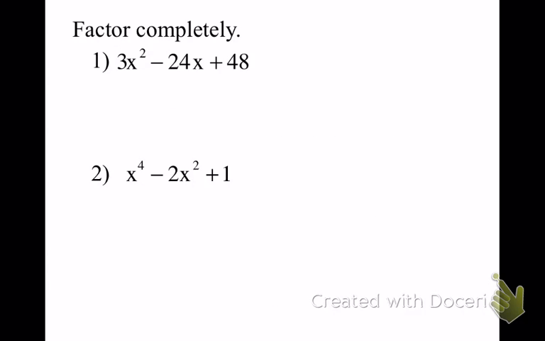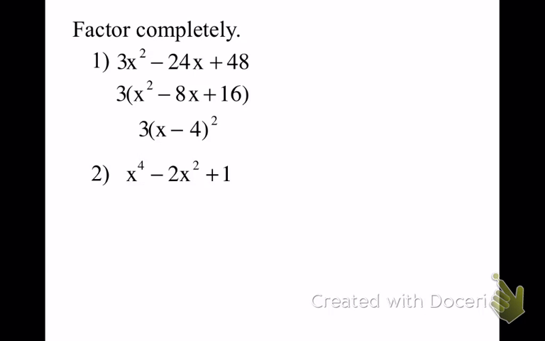All right, let's try practicing a few more. Pause the recording. Now check your work. Hopefully on number 1, you noticed there was a GCF of 3. And then we can factor that perfect square trinomial to x minus 4 squared. The quantity of x minus 4 squared.